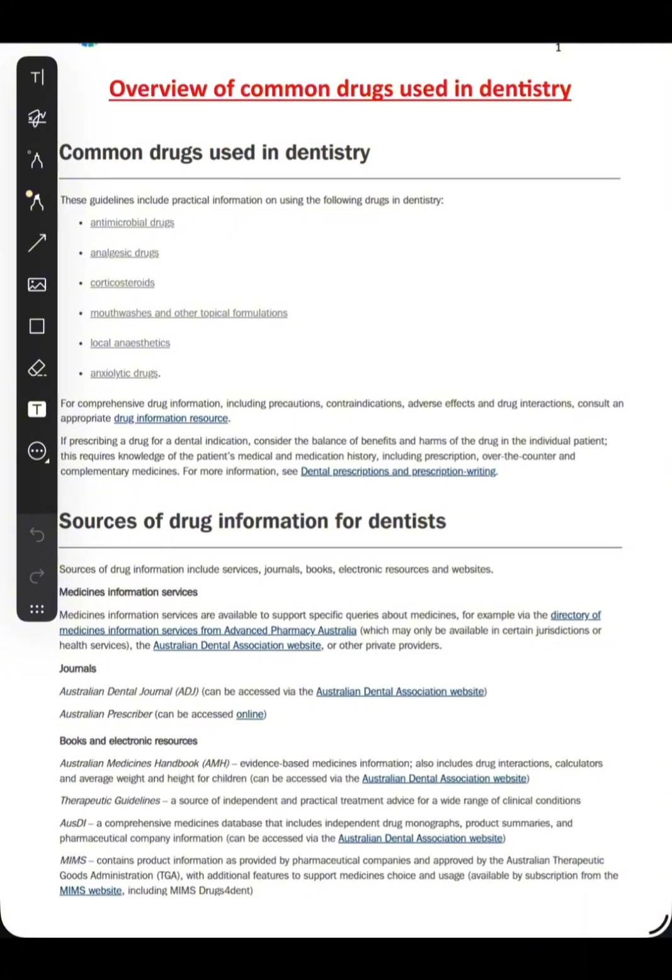So today we will be covering chapter number 3 and 4, overview of common drugs used in dentistry, and a few pages of chapter number 5, which will be antimicrobial drugs used in dentistry.